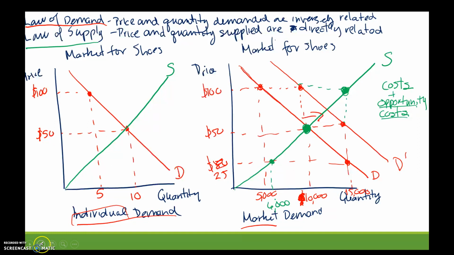And I'll get rid of my other demand curve now. Wasn't much of an eraser, was it? So we have this point here where they cross. And we call that point the equilibrium point.